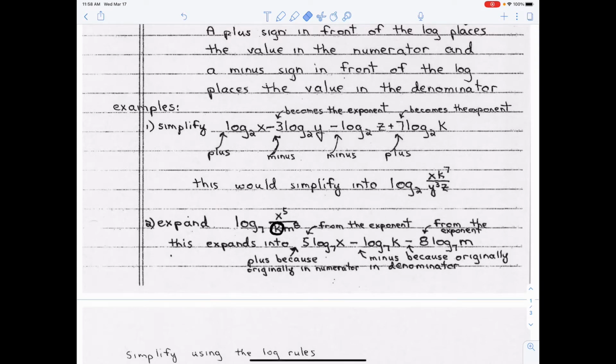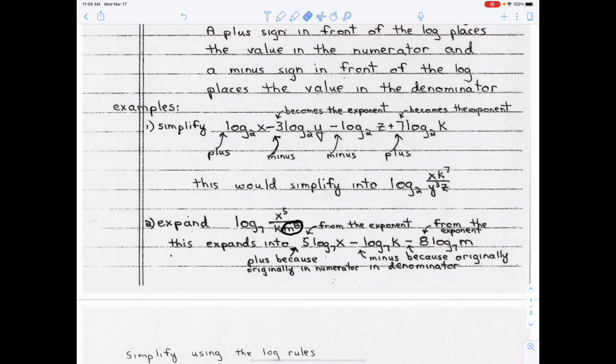Just going to get rid of these for a second. Okay. Here, let's take a look at the last one. It's in the denominator, so there's going to be a minus in front of the log, and the 8, which is the exponent, is going to go in front of the log. So it's minus 8 log base 7 of m.